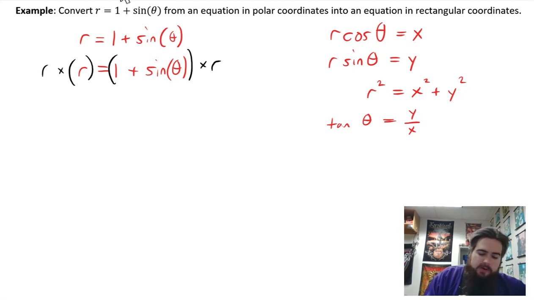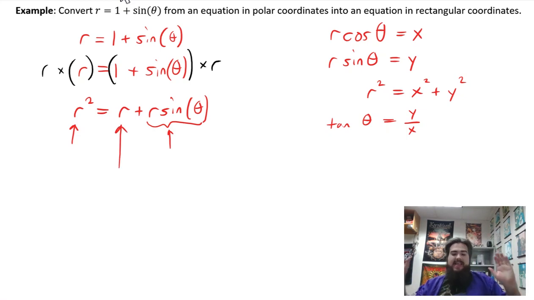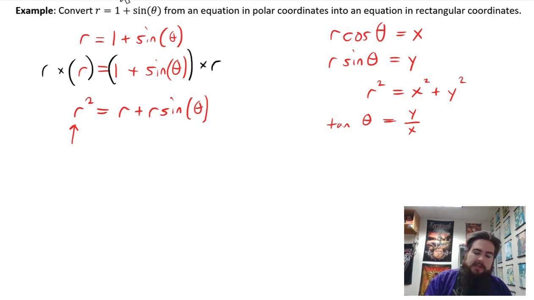If I do that, I will get r squared on the left is equal to r plus r sine of theta. Overall, this means that I can replace now r squared with something in the rectangular coordinate system using the equations on the right, as well as r sine of theta. So two of those terms I can use and work with now. But the term in the middle there, that's just r, I can't do anything with quite yet. So I am not done with manipulating this equation.